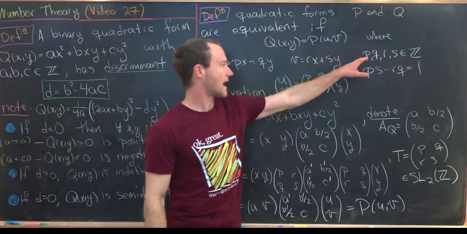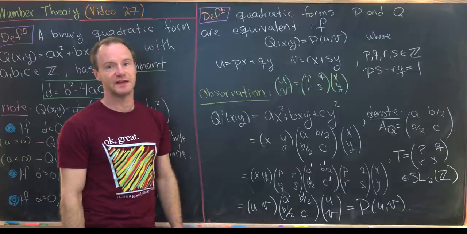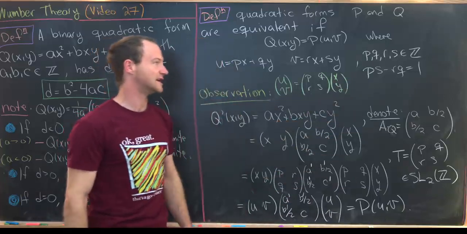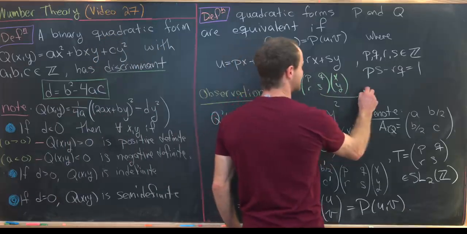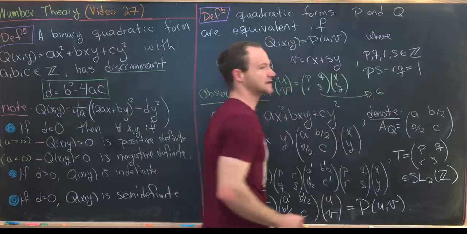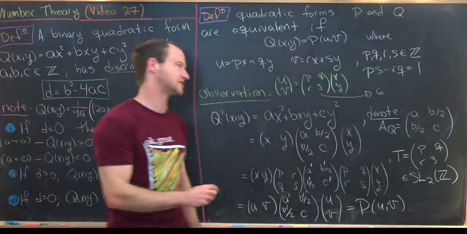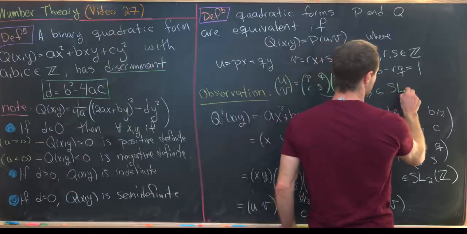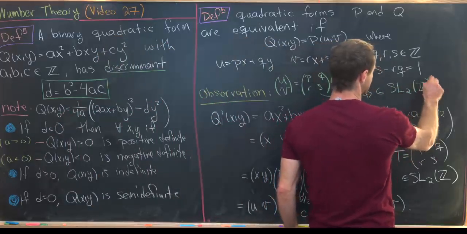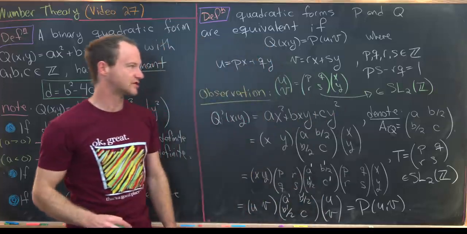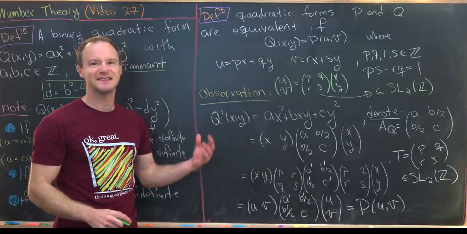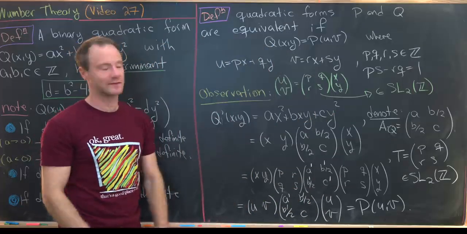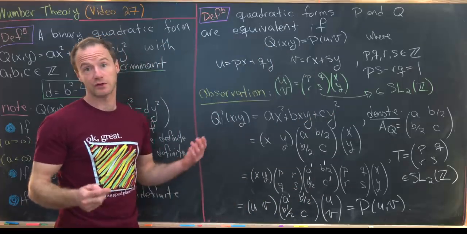And then we're requiring p, q, r, and s to be integers and ps minus rq to be equal to 1. That means this matrix is in something called the unimodular group, in other words, capital SL2Z. So it's all 2x2 matrices with entries in Z that have determinant 1. And this indeed makes a group. If you've taken abstract algebra, you know what a group is.